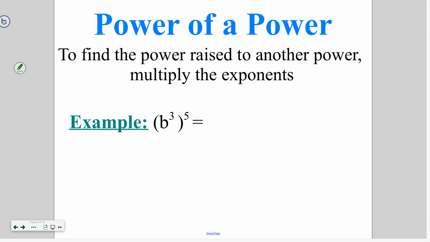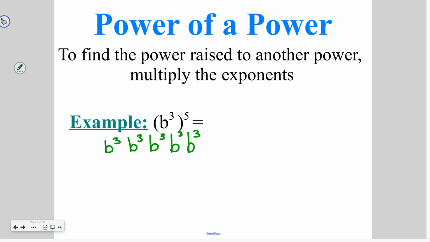Our next rule is the power of a power rule. So that's saying when a power is raised to another power, we are going to go ahead and multiply those exponents. So breaking it down with this example, we have b to the 3rd, and we have that 5 times. So what this is saying is I've got b to the 3rd times b to the 3rd times b to the 3rd times b to the 3rd times b to the 3rd. So I've got b to the 3rd 5 separate times.